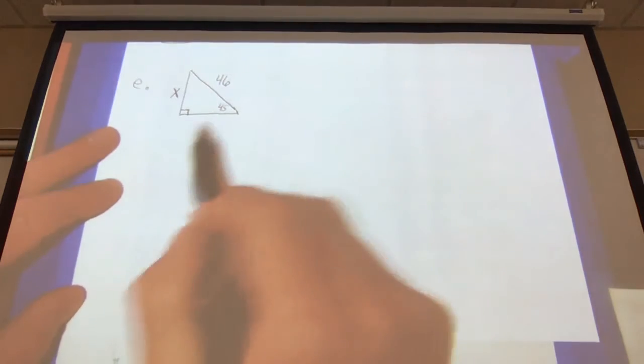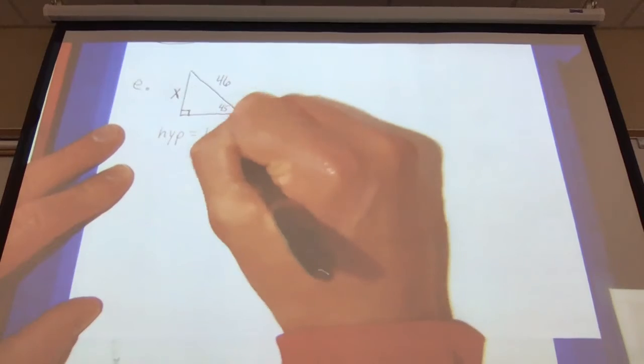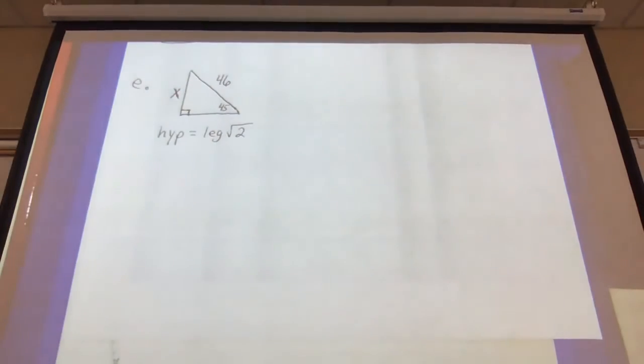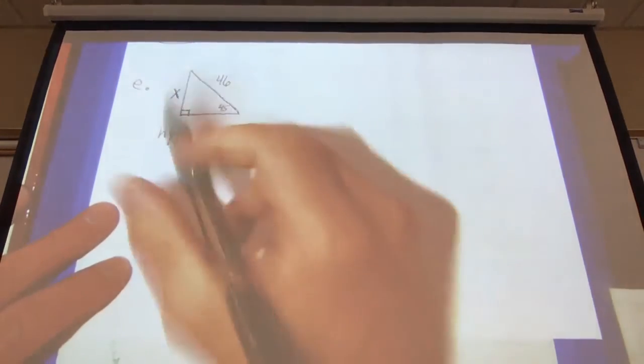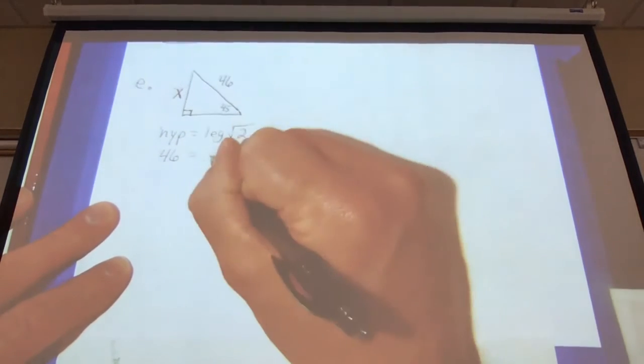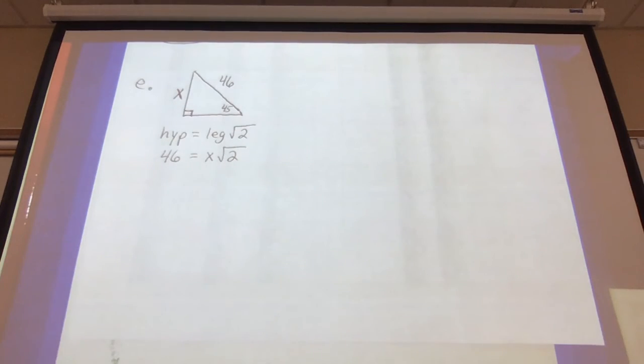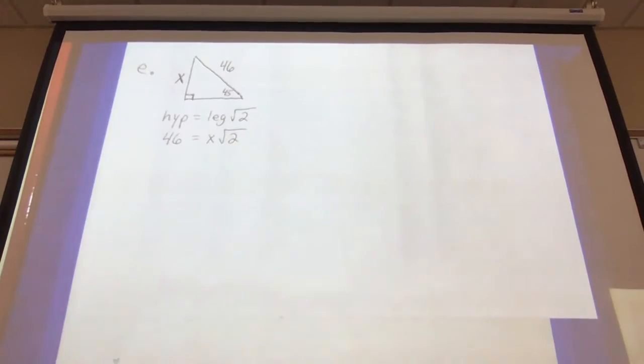Start the same way. You see it's a 45, 45, 90 triangle. You can use our formula. Hypotenuse equals leg times the square root of 2. Then you can put the parts in. Your hypotenuse is 46. The leg is x. And you got your square root of 2 behind it. We're trying to solve for x.